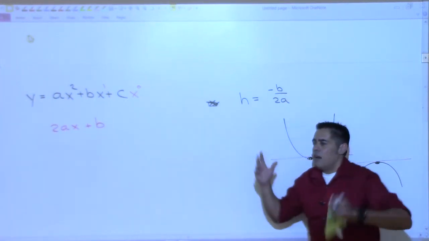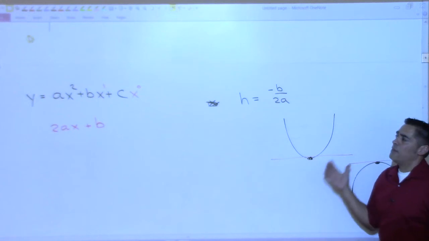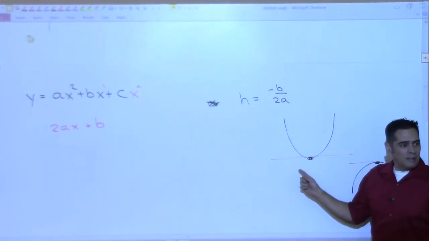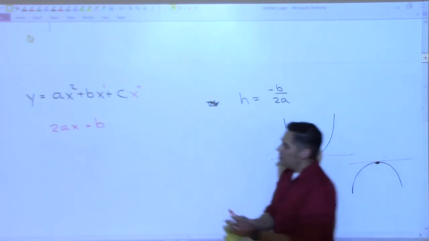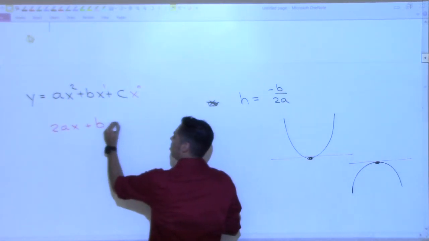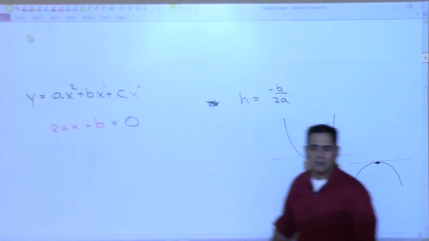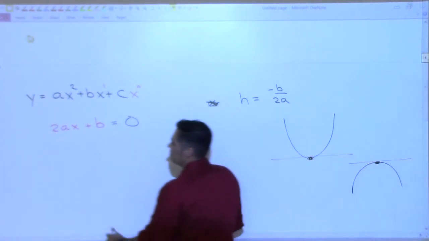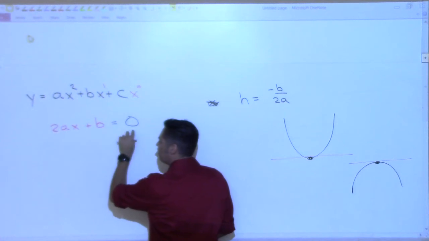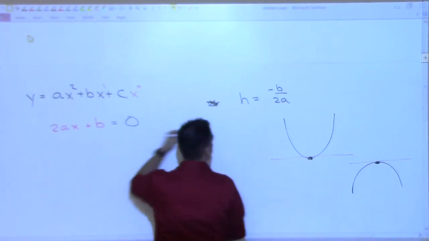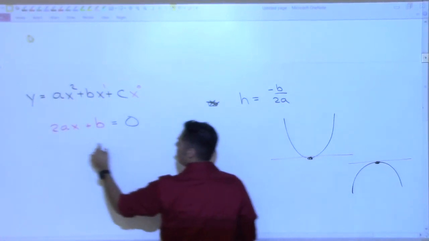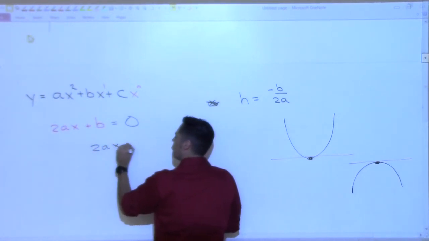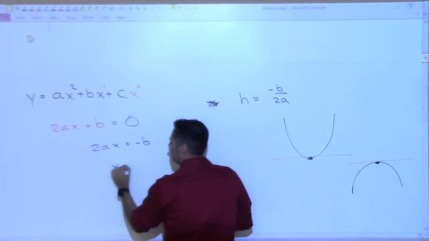So if I'm sitting here and I'm going, hey, how can I ever find the vertex of a parabola? Then I really just want to know where the derivative is 0, right? So what happens if I set this equal to 0 and solve for x? Where's that derivative 0? Negative b over 2a. Just move b over and then divide by 2a.